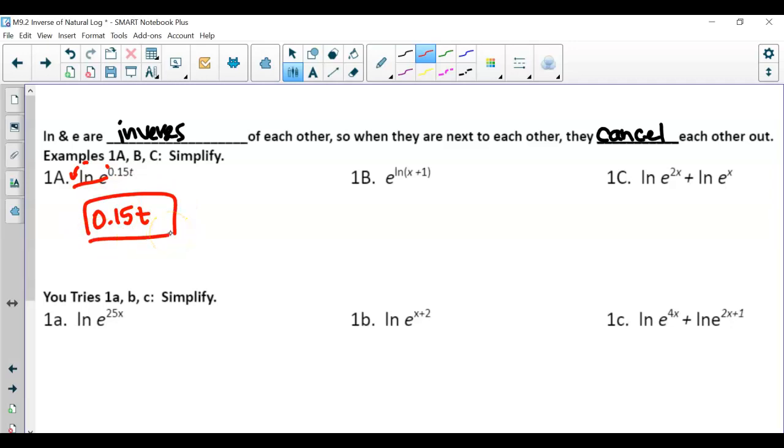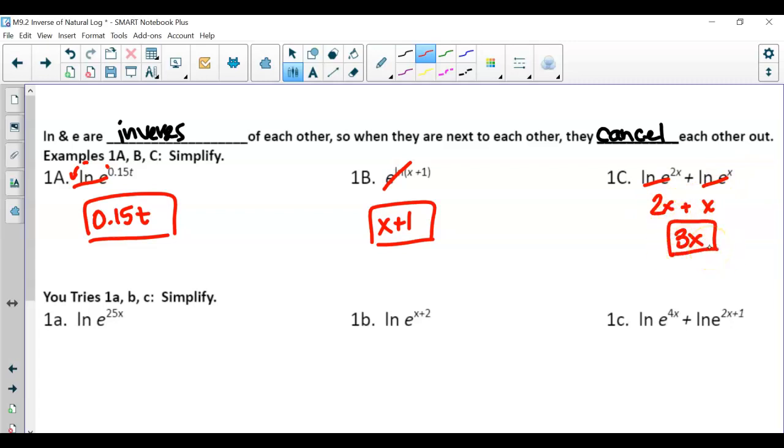And that's it. Even if it was e to the natural log of x plus 1 power, e and natural log are inverses. So now you just bring down that exponent, which is x plus 1. Then here, again, natural log and e cancel each other out, so you're just left with 2x. Plus, again, natural log and e cancel out. Bring down x. 2x plus x is now 3x.